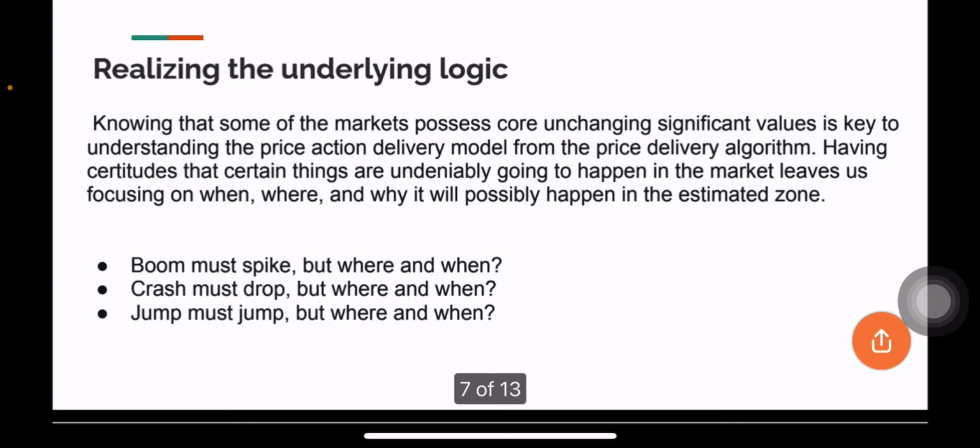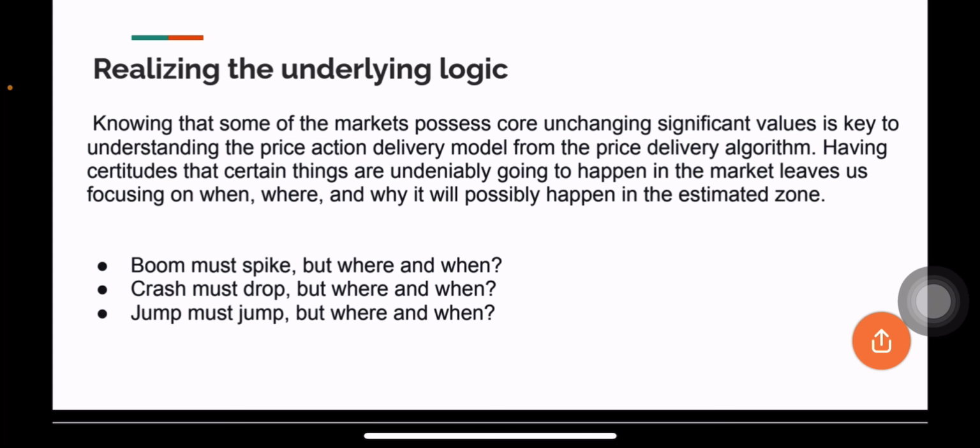Now, realizing the underlying logic, still on this section. Knowing some of the markets possess core unchanging significant value is key to understanding the price action delivery model from the price delivery algorithm. So some things are bound to happen. Yes, we are certain that some things are undeniably going to happen in the market, and this leaves us with a more focused prognosis. We know something is going to happen, so we have to focus on where and when it will happen.